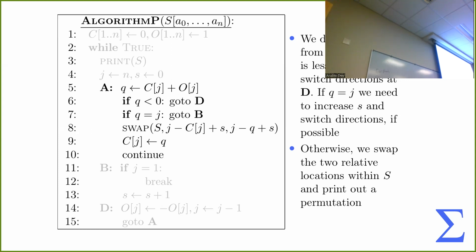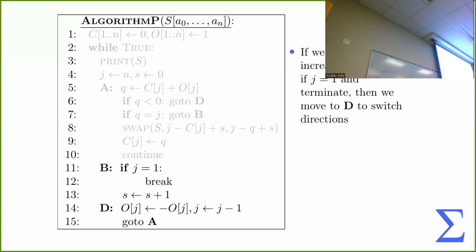If Q is equal to J, we need to increase S, which increases our range in any arbitrary location. And then switch the directions if possible. So B falls through to D. If you're wondering why I labeled A, B, and D, it's because I labeled the array C, because I don't know, I'm weird. So then B and D.